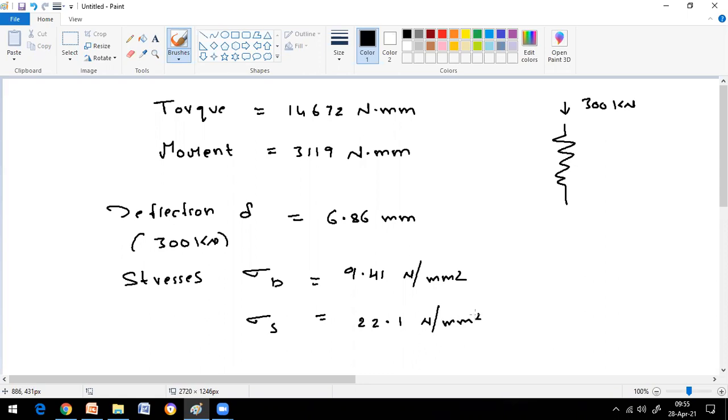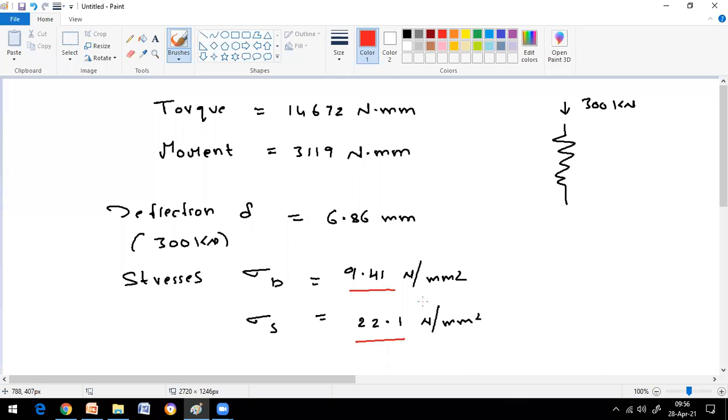Now what we are going to do is calculate the consolidated stress, nothing but the stress based on bending and shear. Individually, you can see the bending stress is 9.41 Newton per mm square and the shear stress is 22.1 Newton per mm square. Do you think these two stresses are acting individually on the spring?